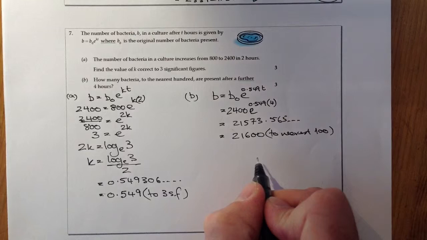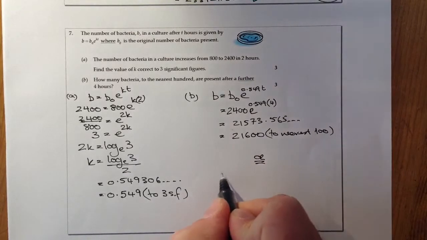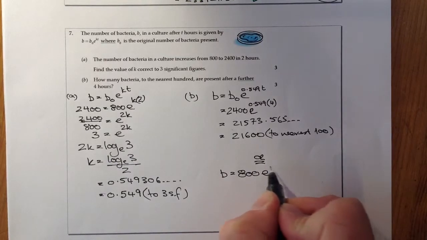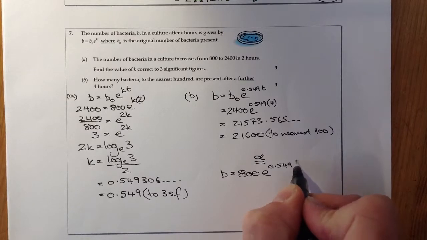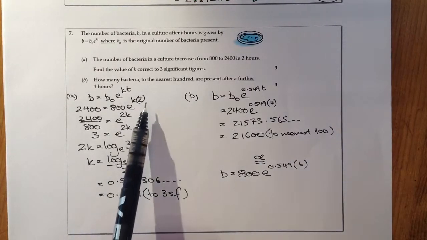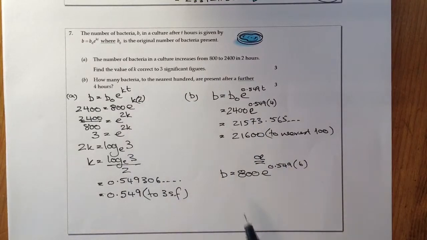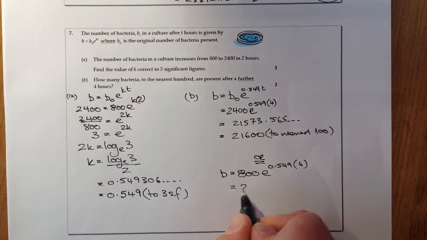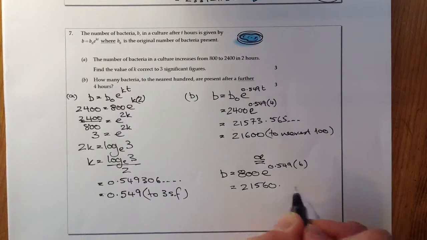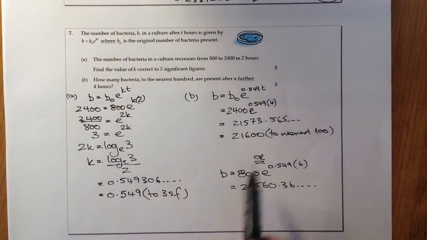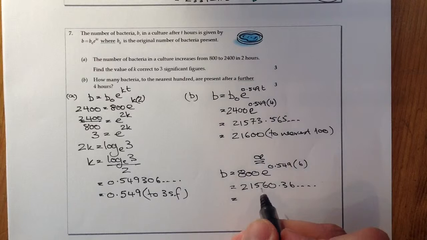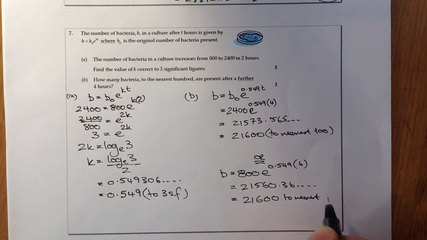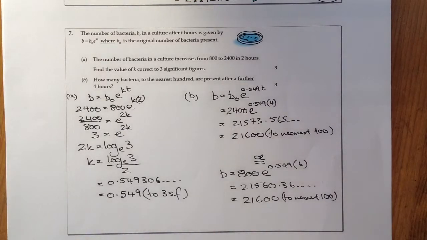Or what you could have done is start by working out what the bacteria would be if you started at 800, with 0.549 times 6 hours, 6 hours from the start, instead of adding 4 hours on, just saying it's a total of 6 hours. If I substitute that into my calculator, I should get 21560.36. That's slightly different from the value we've got up here, but when we round it, it'll be 21600 to the nearest 100. So there are two options to work that one through.